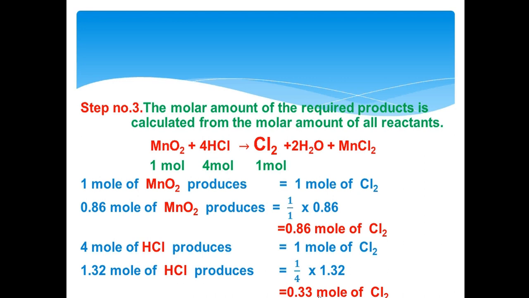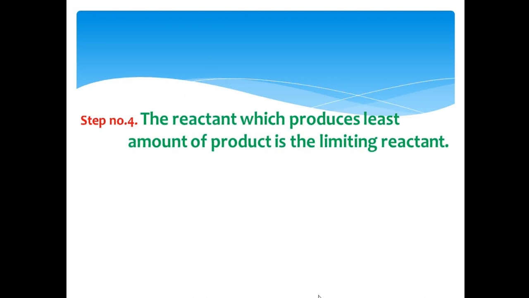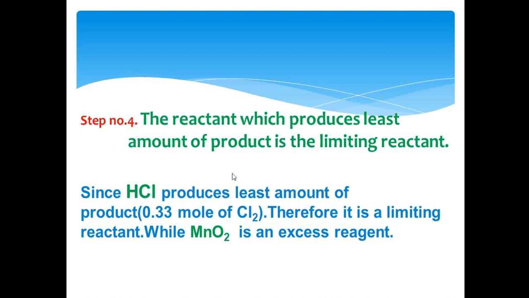Now we are applying the last step, and that is: the reactant which produces the least amount of product is the limiting reactant. As we have noted, HCl produces the least amount of product in this problem, that is 0.33 mole of chlorine. Therefore, it is a limiting reactant. While MnO2 produces a large amount of product, therefore it is an excess reagent.